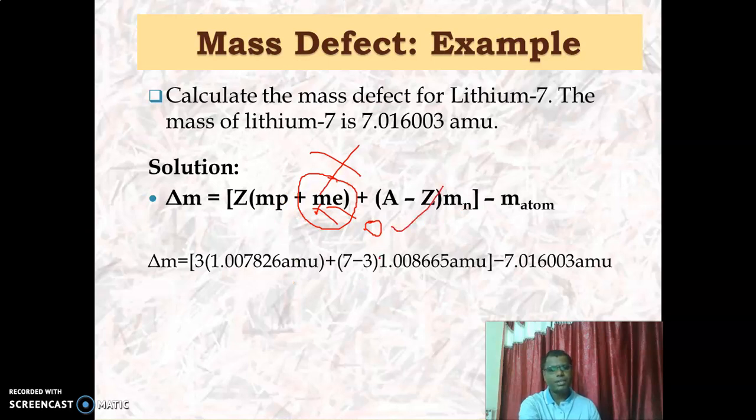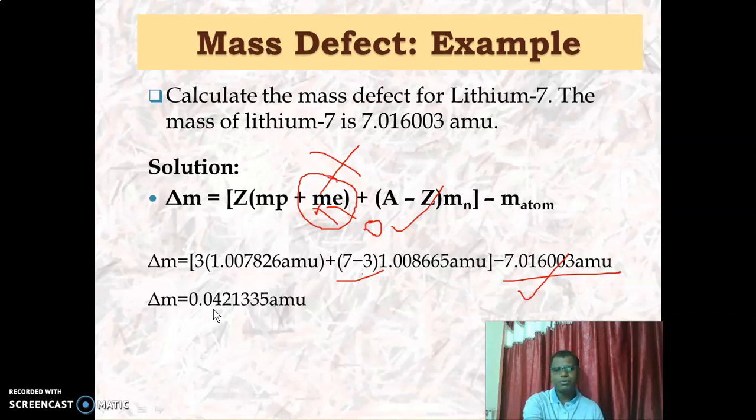Directly we go to A, the mass number minus the atomic number, times the mass of a single neutron, minus the actual mass. This is not the expected mass; this is the actual mass given. After making the calculation, we get the mass defect as 0.0421335 atomic mass unit. This is the way by which you can calculate it.